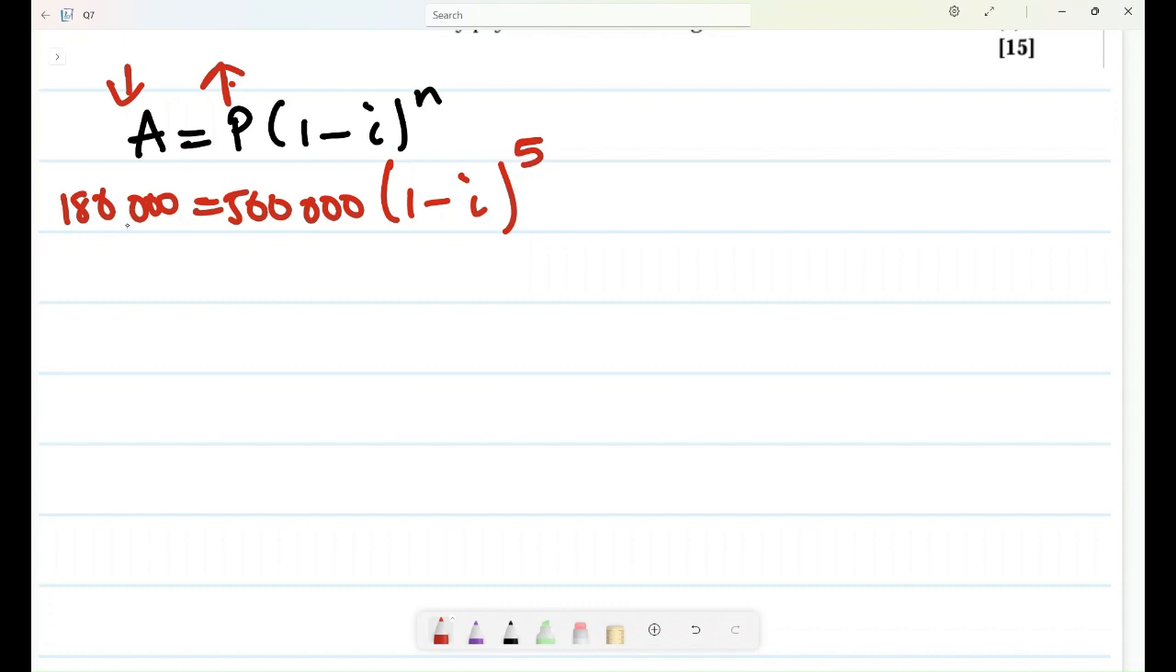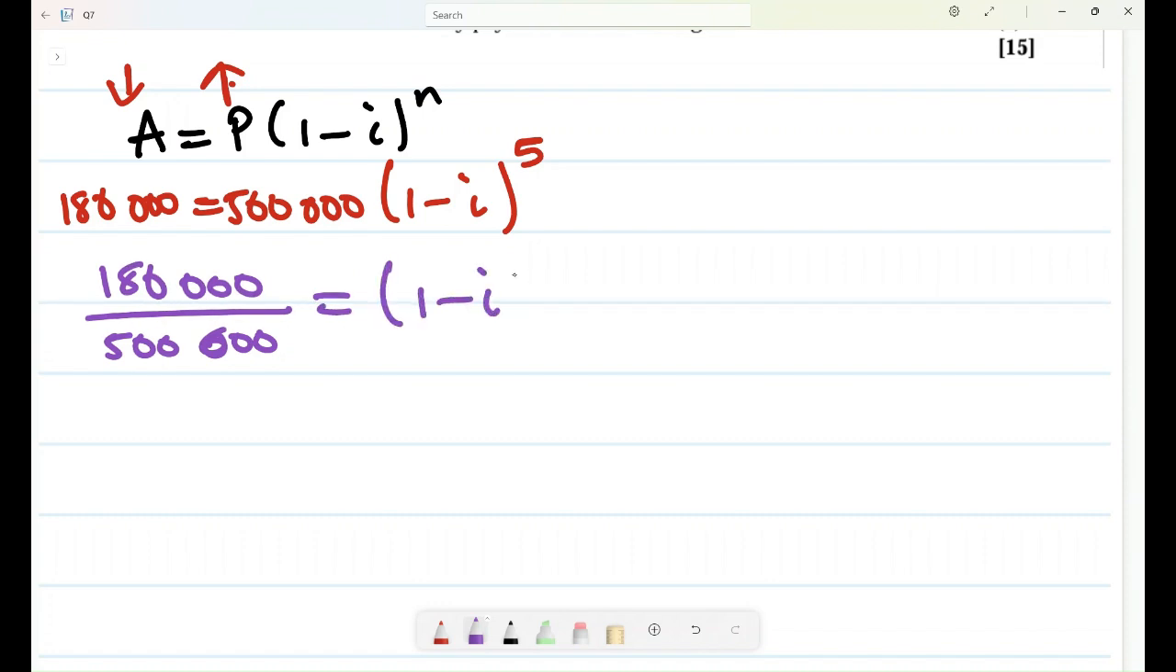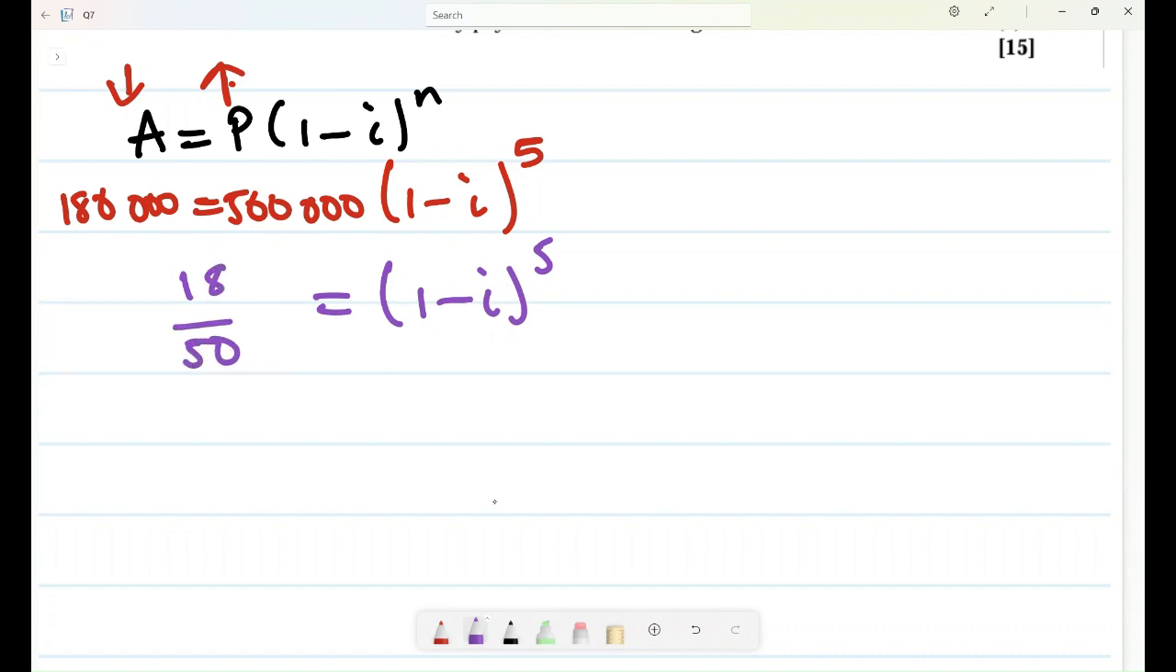All right. Then when I solve mathematically here, I divide by 500,000. It's going to be 180,000 divided by 500,000, like this. This is 500,000. It is equal to (1 minus I) to the power of 5. But these zeros will cancel. So I'll be left with 18 divided by 50.